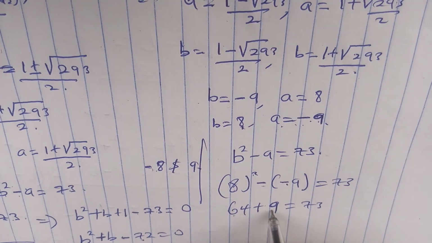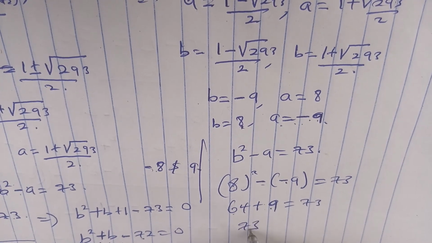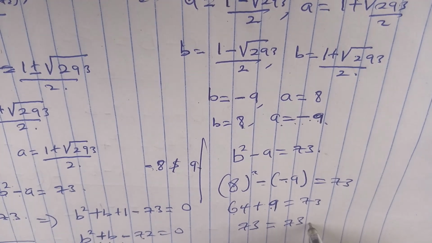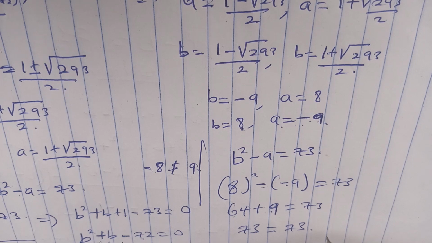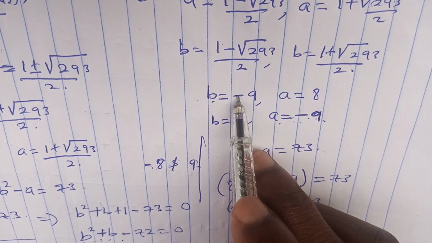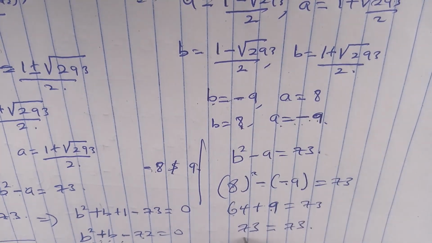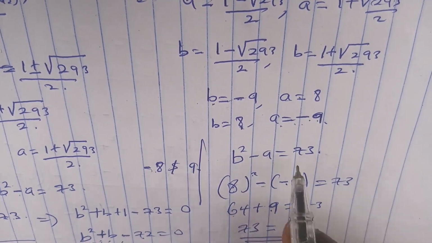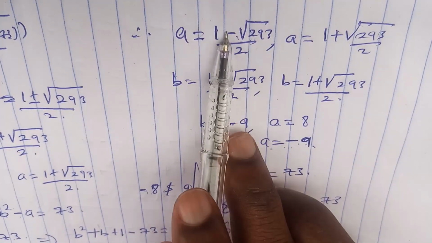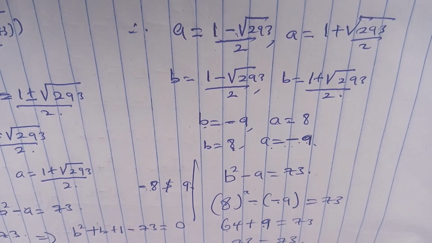So 64 plus 9. What's 64 plus 9? It gives us 73. So 73 equals 73. Therefore, the values of a and b are correct. If you substitute b equals negative 9 and a equals 8, it also gives you the same value. And if you substitute the complex ones with radicals into our question, it also gives us 73.